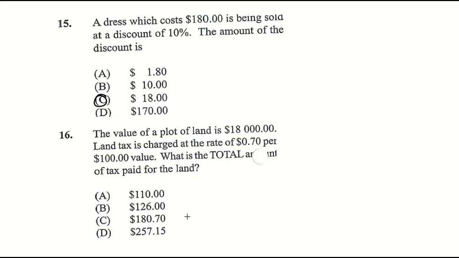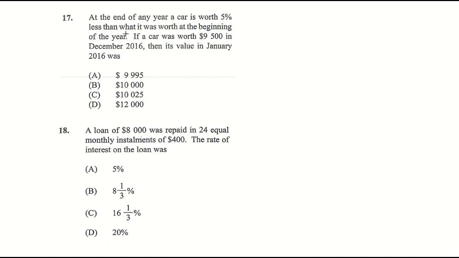We did this question already. If I'm not mistaken, the value of a plot of land is 18,000. Land tax is 70 cents for every 100. We asked how many hundreds. That's 180 multiplied by 0.70, which is 126. Right. At the end of the year, the car is worth, this is a repeated question. At the end of the year, the car is worth 5% less than what it was worth at the beginning of the year. If the car was worth 9,500, then at the beginning of the year, it was 10,000.